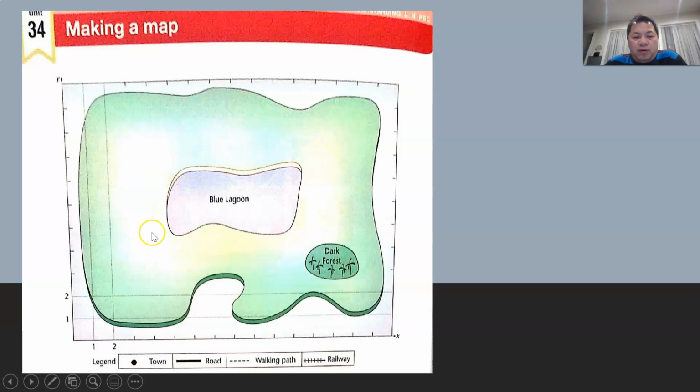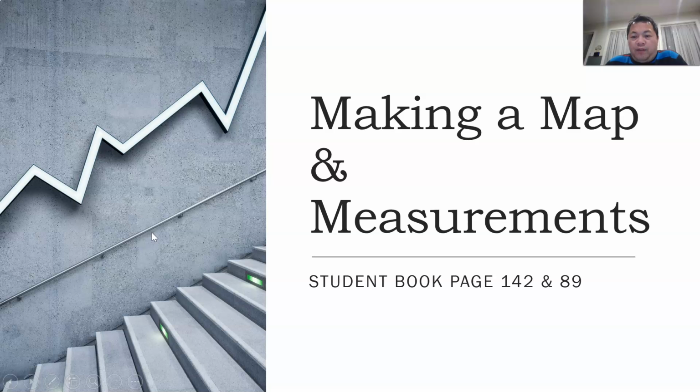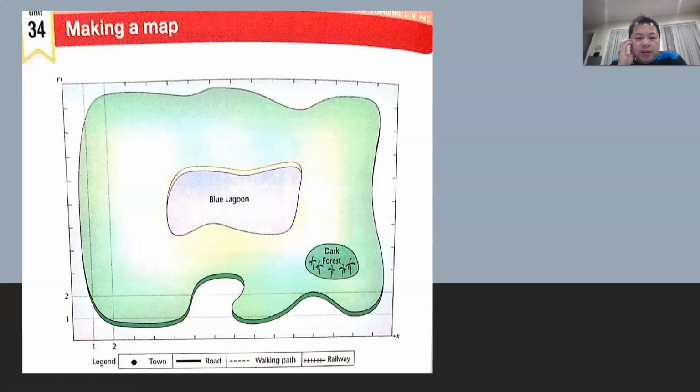Okay, so on page 142, you have this map here. There are a few things that you need to do. You have to really follow step by step. Turn to page 142. Once you are here, you are given this Blue Lagoon area map. Again, we have the x-axis and the y-axis. Remember, we always read the x value first, then the y value whenever we want to read from the map. So follow the instructions given.